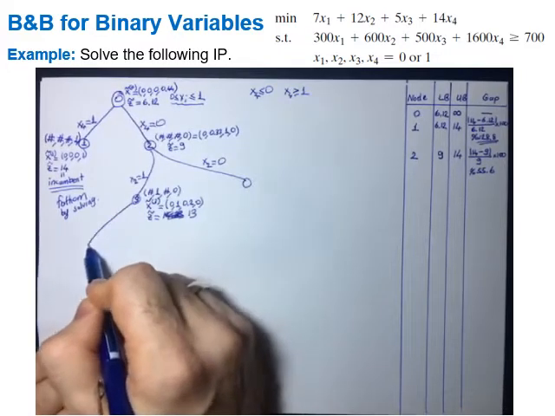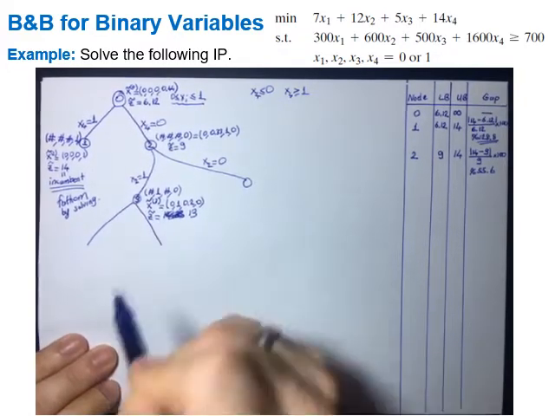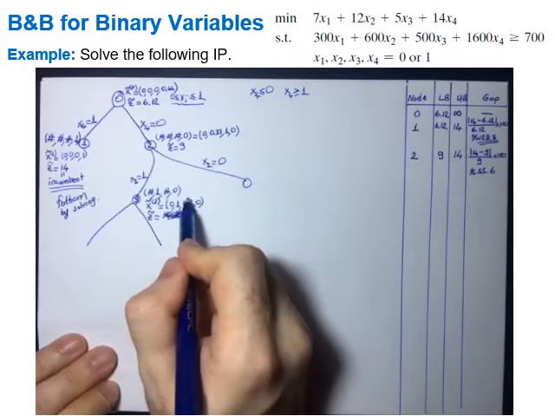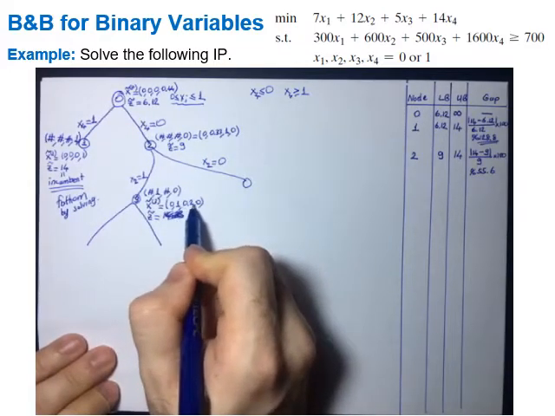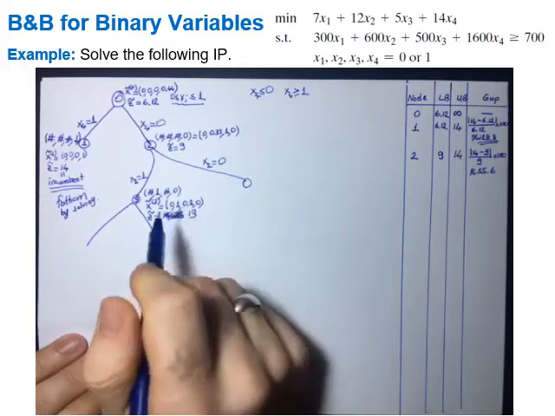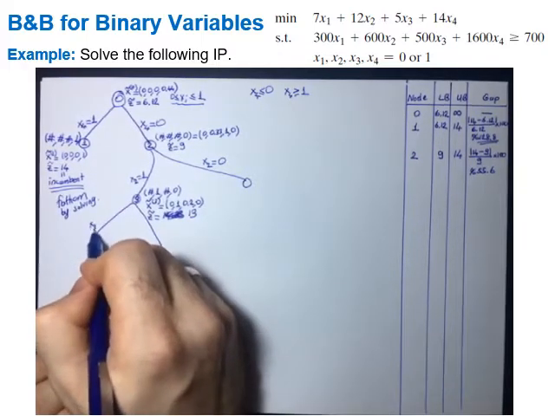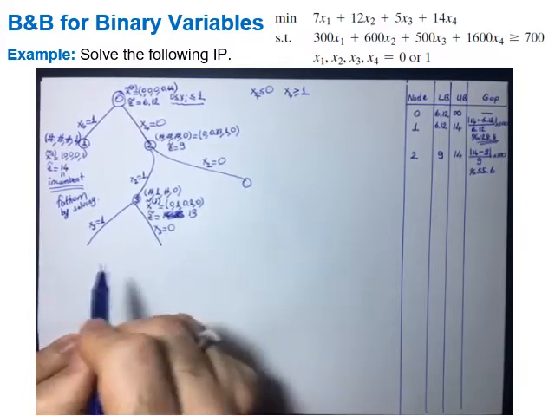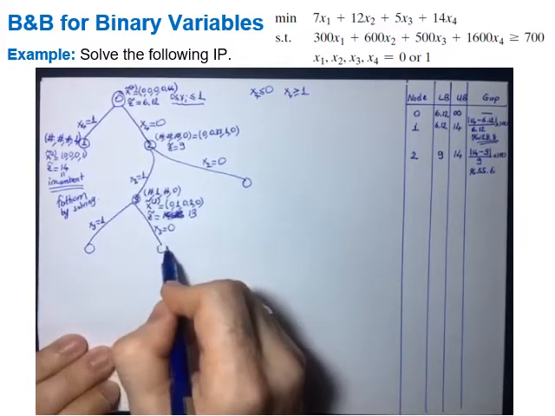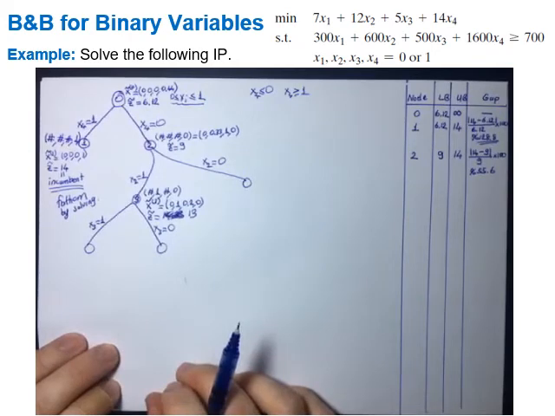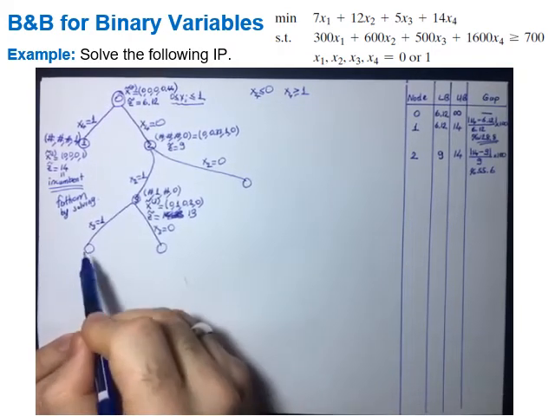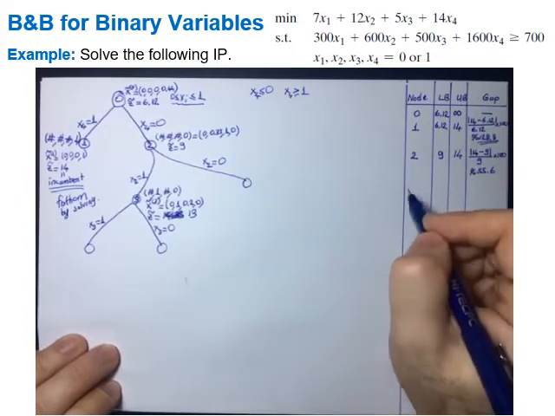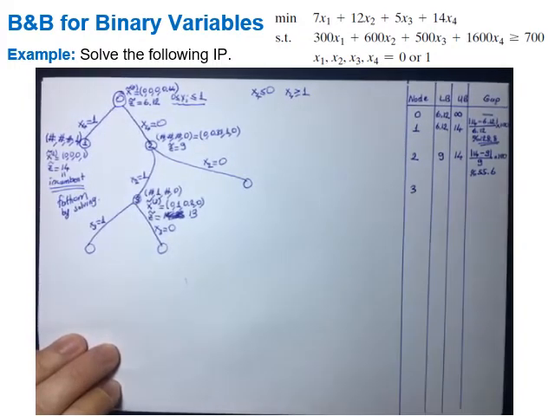Okay, so I need to have two branches. What are those branches? Which variable is fractional? x3. So I'm going to fix x3 equal to 1 and x3 equal to 0. Okay, now I have these two open branches. In total, I have 1, 2, 3 open branches. And let's write what happens in node 3 in our table.